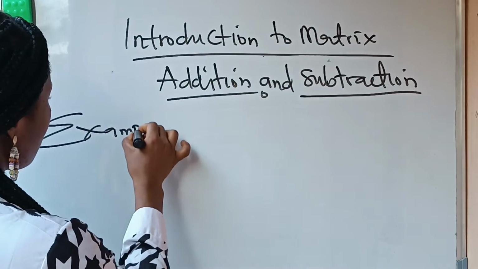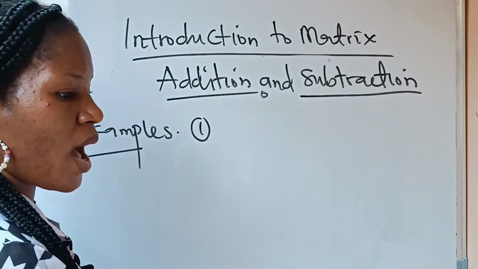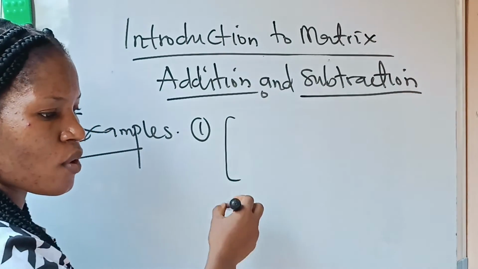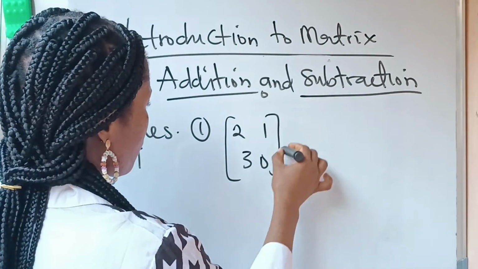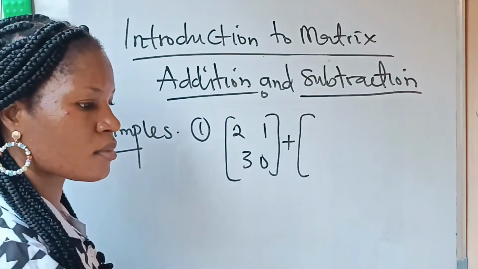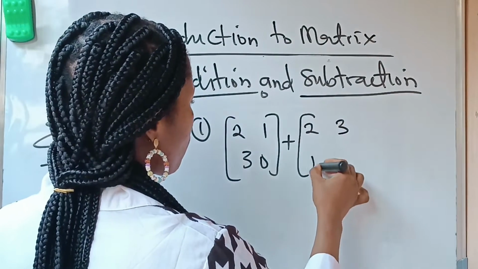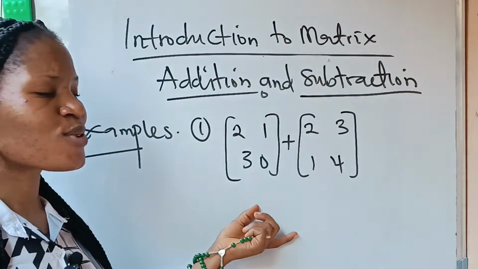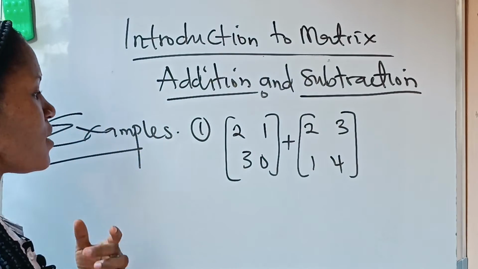So let's go ahead and give examples. Example: we are asked to add together the matrix 2, 1, 3, 0 plus the matrix 2, 3, 1, 4. To add two matrices together is very easy. Let's go ahead and do this.